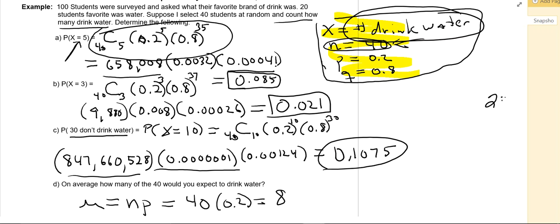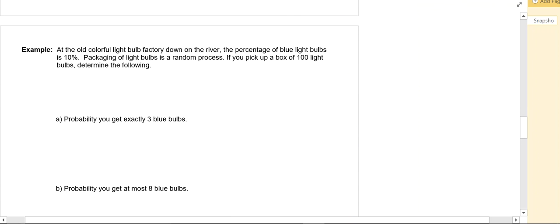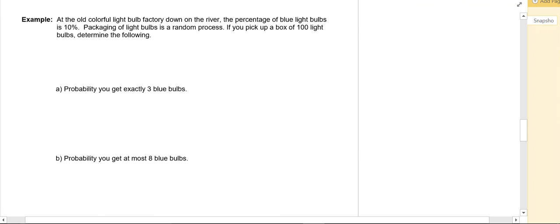Moving on to the next problem. Okay, so once again, you should be trying these problems out and then watching the video. Okay? All right, so our next question. At the old colorful light bulb factory down on the river, the percentage of blue light bulbs is 10%. Packaging of light bulbs is a random process. If you pick up a box of 100 light bulbs, determine the following.